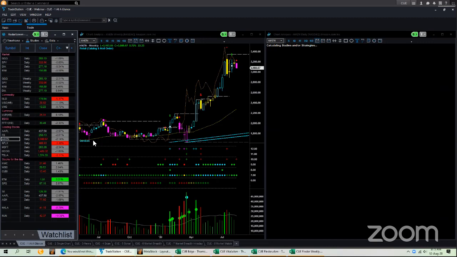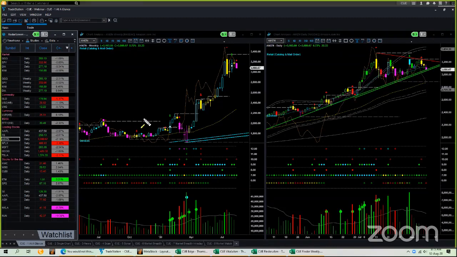Amazon, the weekly change to magenta. Weekly has a bear release signal. It is inside a triangle pattern in daily and right at the memory support level.